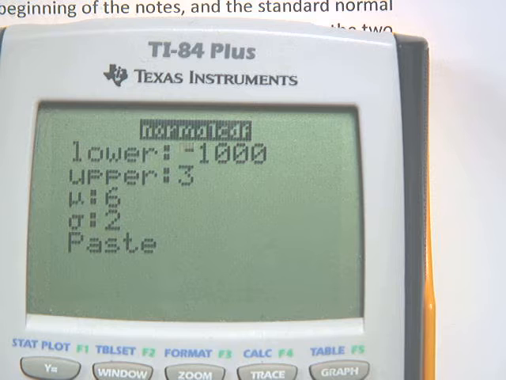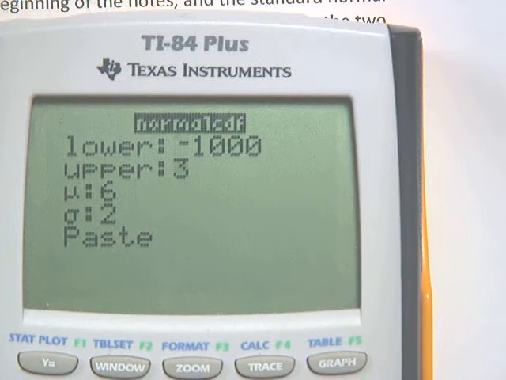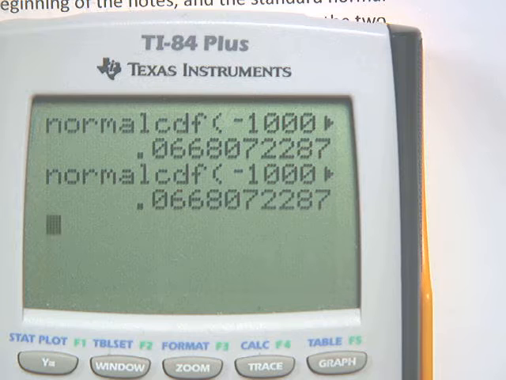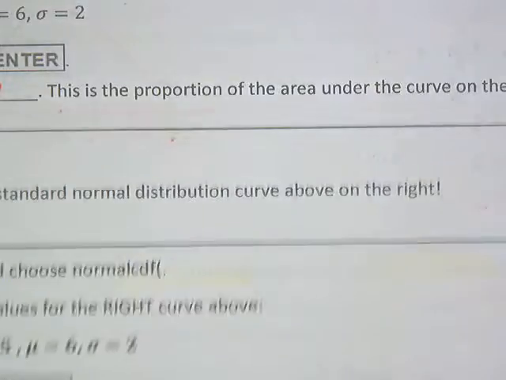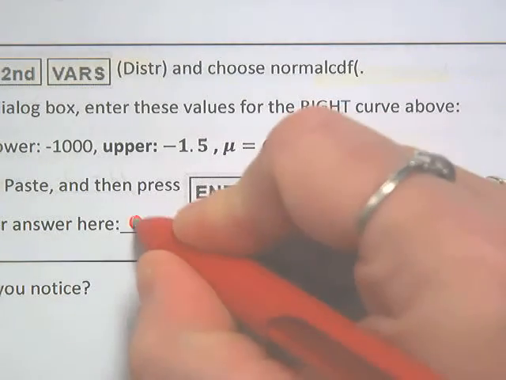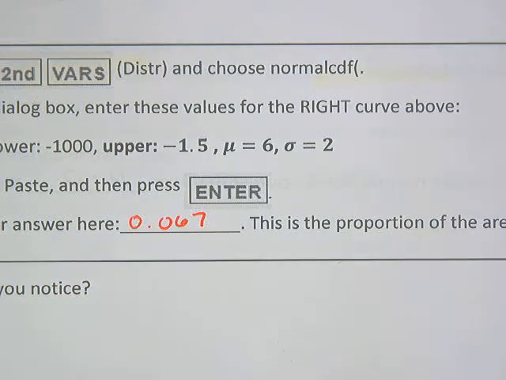Anytime you're wanting to find the area of a shaded region, you're going to do that in your calculator. We've got our lower that we don't need to change, but now our upper is negative 1.5. For standard normal, the mean is always 0 and the standard deviation is 1. And look what you get. You get the exact same thing. So it doesn't matter if you standardize everything or not, you're going to get the same answer. So go ahead and put that in the blank right down here. You get that same 0.067.